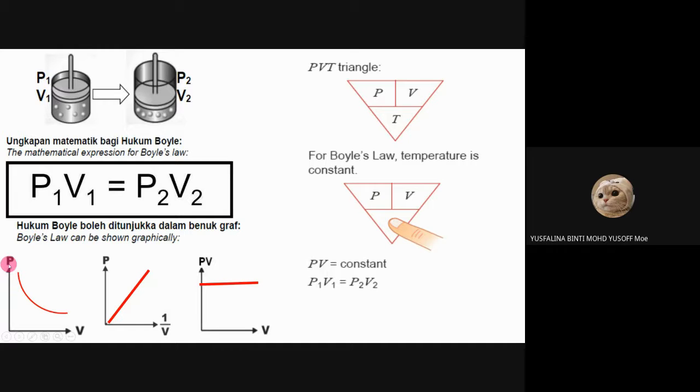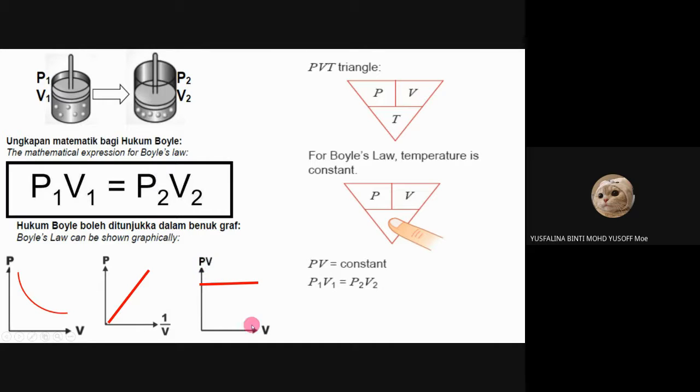Since just now you said the pressure is inversely proportional to the volume, the graph should be like this. And when P is against 1 over V, this one is directly proportional. So you have to be careful. What is the axis here? If the axis is V, it is inversely proportional. But if you change the V to 1 over V, it will become directly proportional. It will pass through the origin here. So this one should be directly proportional.